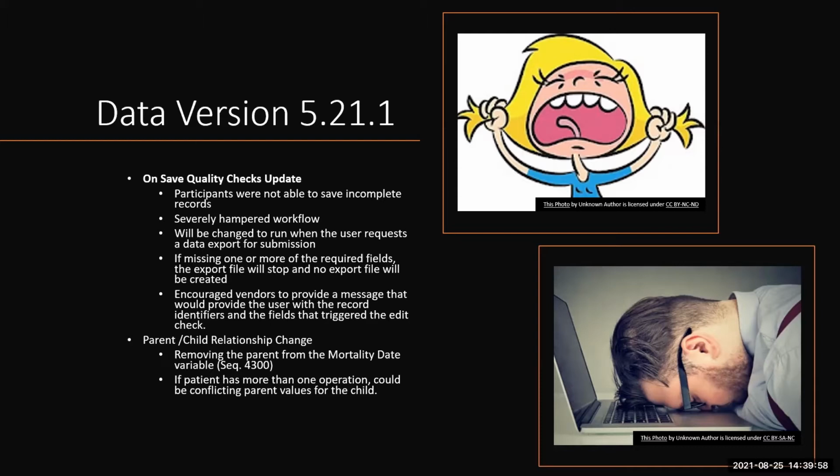One additional change that we are also implementing is a parent-child relationship change. We are asking the vendors to remove the parent from the mortality date variable, and that's sequence number 4300. The reason we're doing that is if a patient has more than one operation, there could be conflicting parent values for the child field. So again, we are asking the vendors to remove that parent-child relationship for the mortality date variable. So that mortality date variable will now be open for all records. So there will no longer be a parent for that mortality date variable.